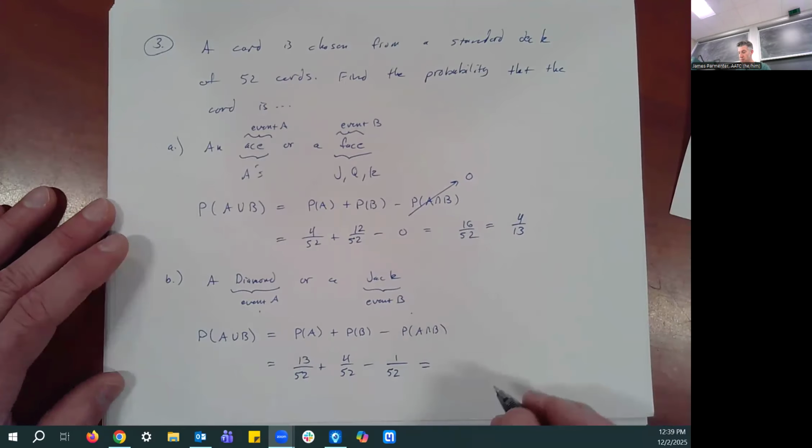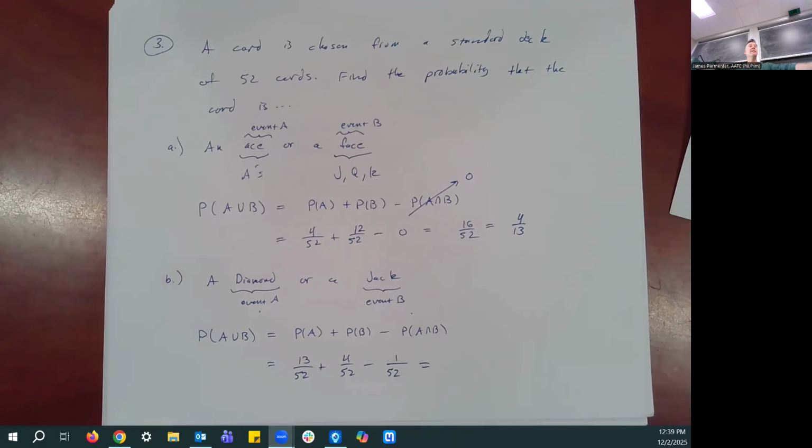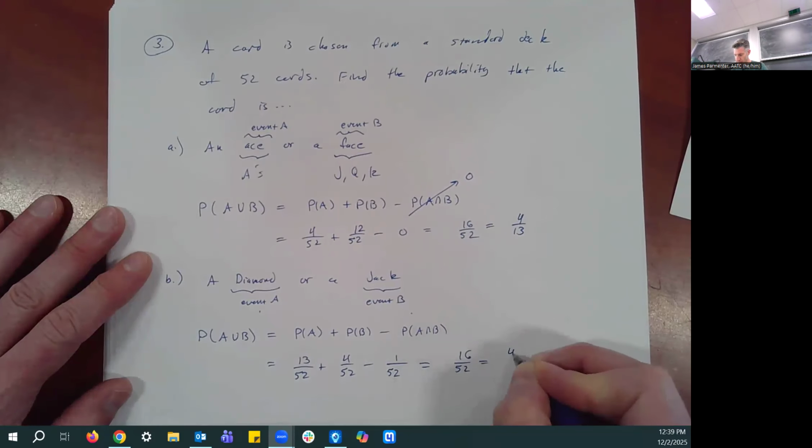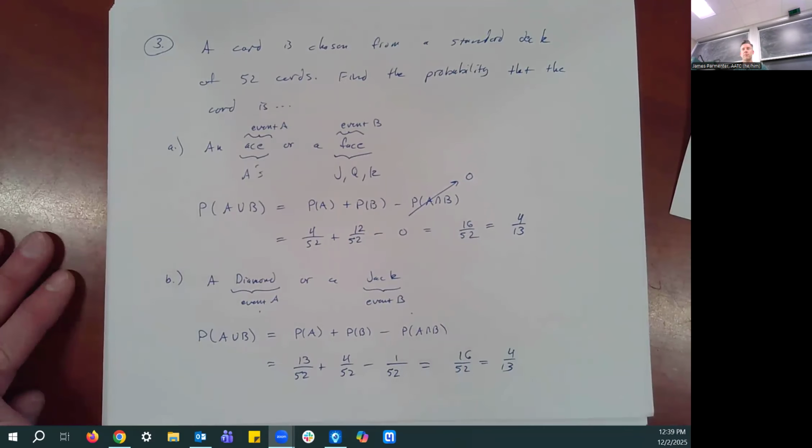So let's see. Coincidentally, and it is a coincidence here, this also happens to be 16 out of 52, which is 4 out of 13. But for very different reasons. I mean, I guess not really for different reasons. The reasons are the same. There are 16 cards in the deck that meet the criteria. There are 16 cards that are jack, queen, king, or ace. There's also 16 cards that happen to be a diamond or a jack: the 13 diamonds plus the 3 jacks that aren't diamonds.